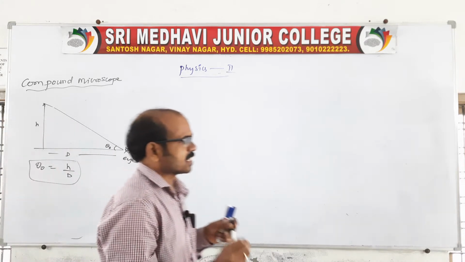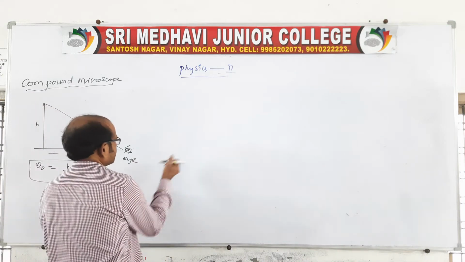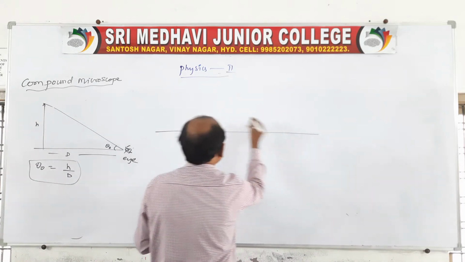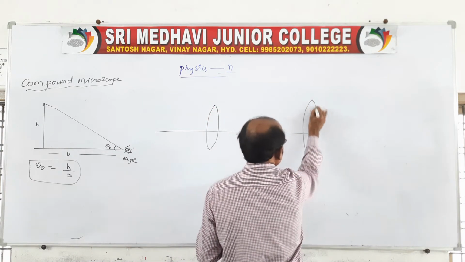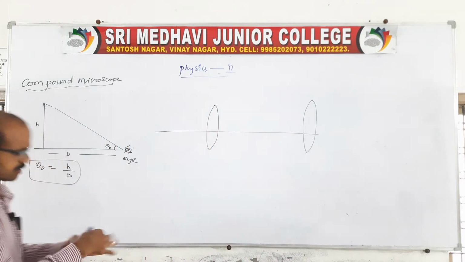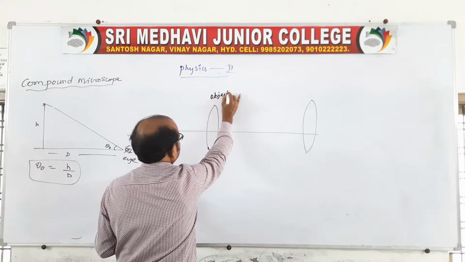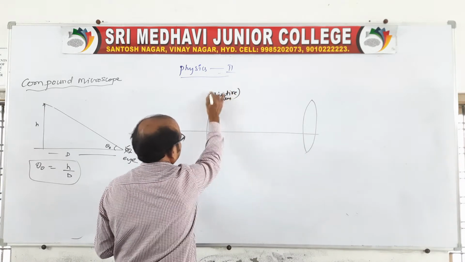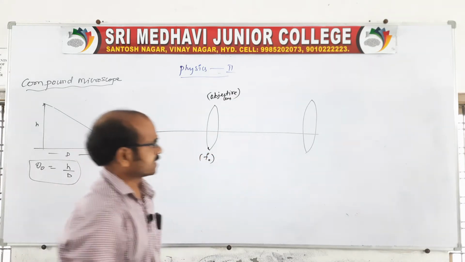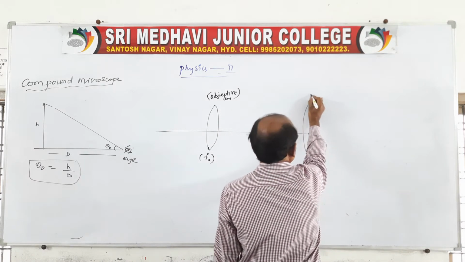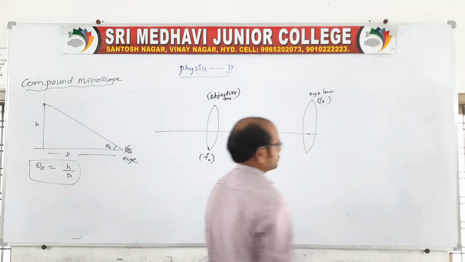Now I want to tell you about the compound microscope. First of all, I will give you the ray diagram. It consists of two lenses which are adjusted on the principal axis. It also consists of a rack and pinion arrangement. There will be two lenses. One we can call the objective lens, which is towards the object, and its focal length is f naught. The other lens is towards the eye, so it is the eye lens, and its focal length is fe.